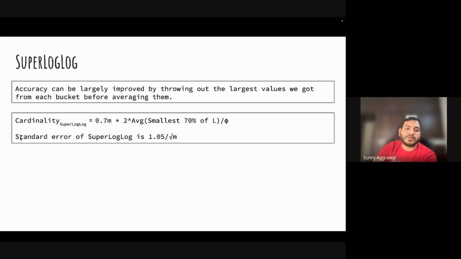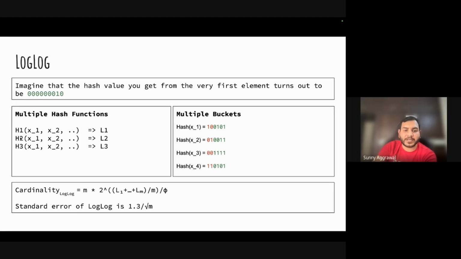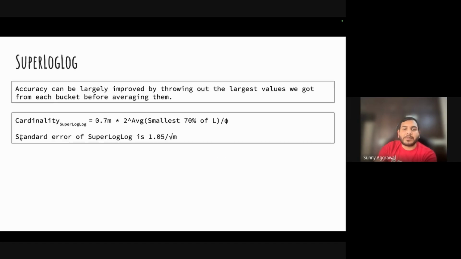Theoretically, the error of this algorithm is 1.05 divided by root m, which is less than the previous version, which is 1.3. But the problem that I see with this algorithm is that you have to keep track of all the values and figure out which is smallest, which is largest, which again defeats the purpose of this algorithm, right?